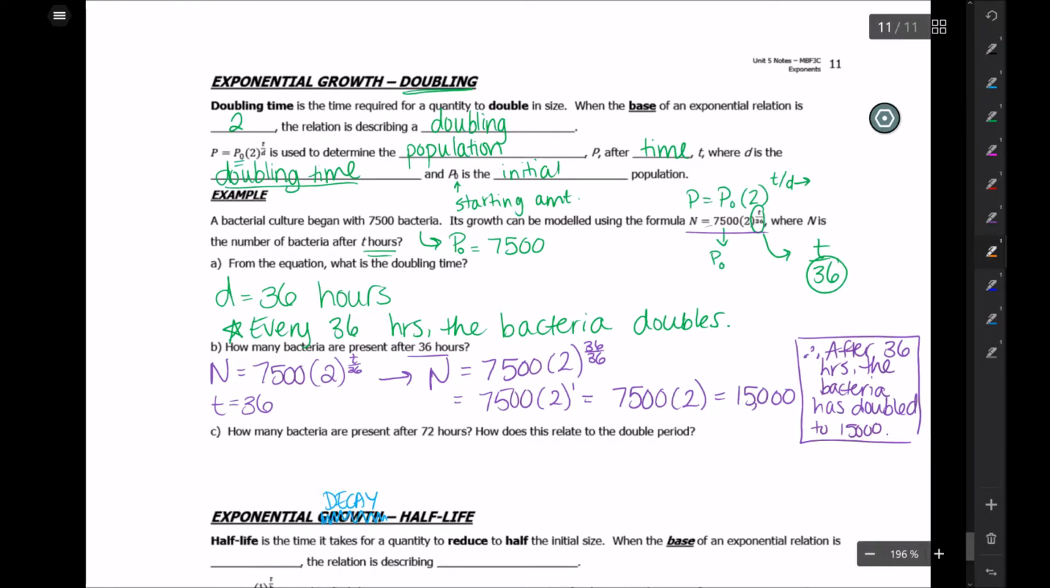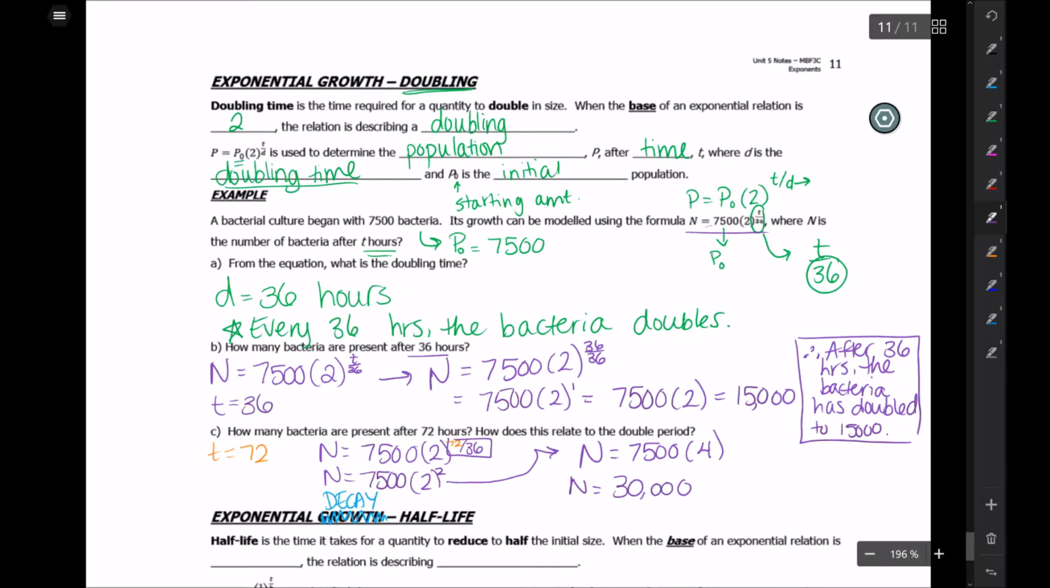So this time, our T value here is 72. So I'm going to replace the T right here with 72. So N equals 7,500 times 2 to the power of 72 over 36. Okay, but I know that 72 divided by 36, when I actually plug this into my calculator, is 2. So it's 2 to the power of 2. Then I'm going to follow BEDMAS. So I get 7,500 times 4. And when I do 7,500 times 4, I get 30,000.